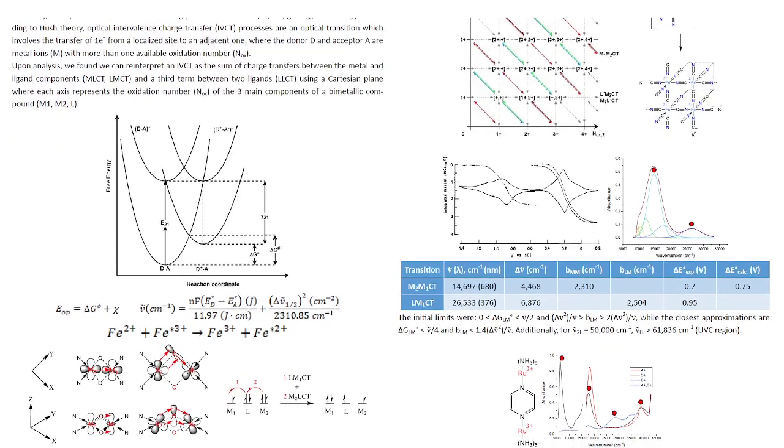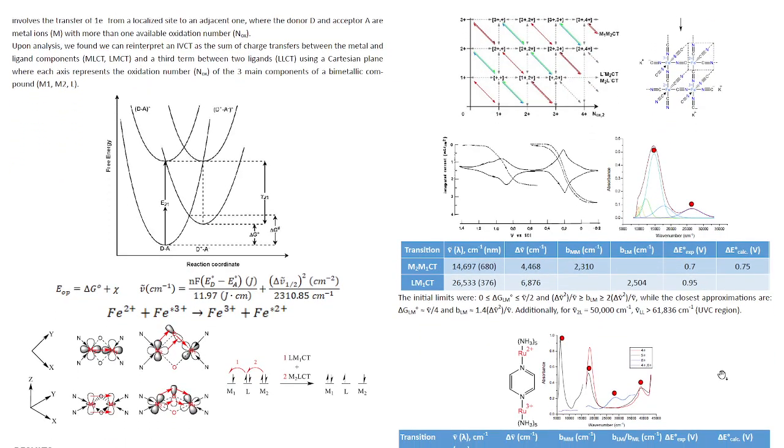Now, according to Marcus' theory, the electron transfer can be represented from the reactants to the products by two potential energy curves, as shown in the figure on the left. And this electron transfer is related to the reorganizational energy, the H21, and the free energy of the electron transfer, related to the oxidation and reduction potentials.